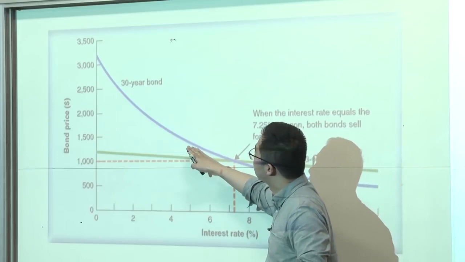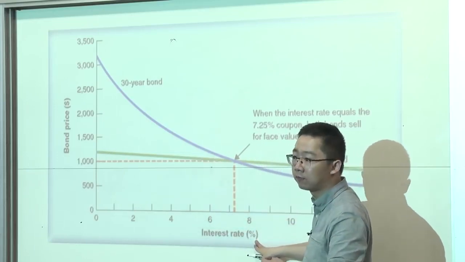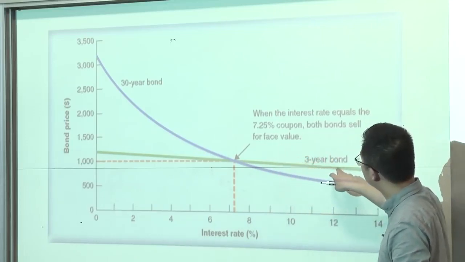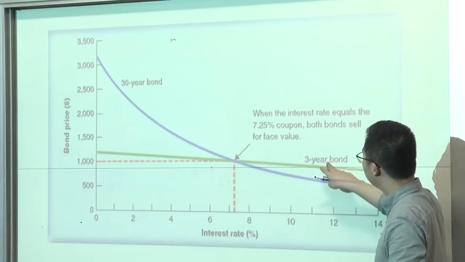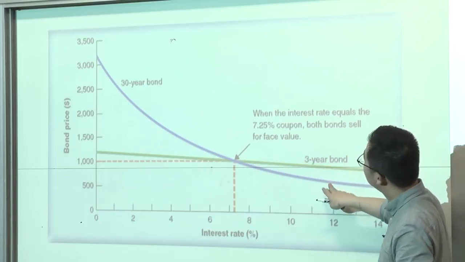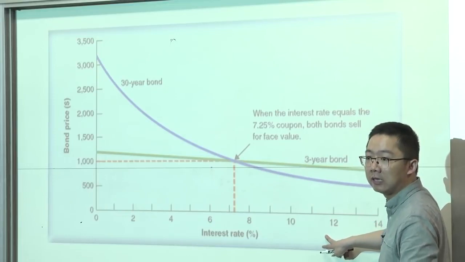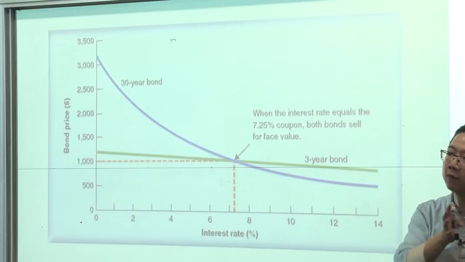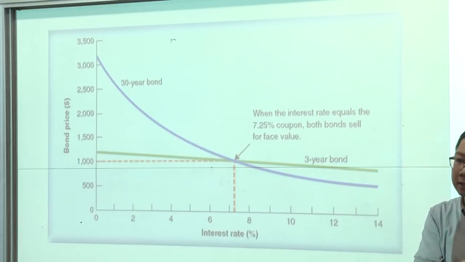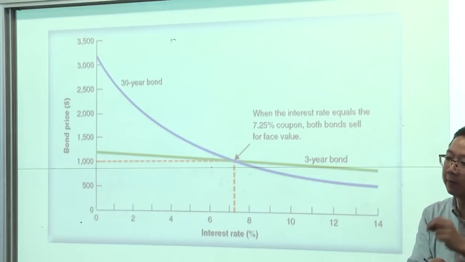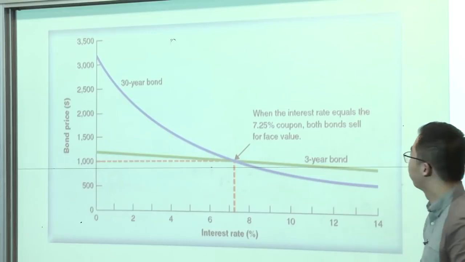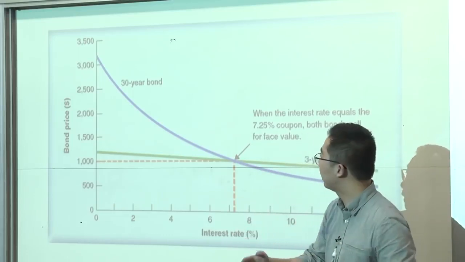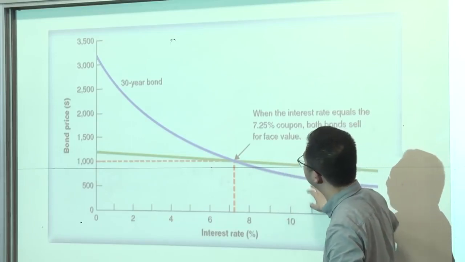But the sensitivity of bond price to interest rate is different for different bonds. The blue one is a bond with a 30-year maturity. The green one is 3-year maturity. All other things being the same, the 30-year bond is more sensitive to interest rate. That is because it has more cash flows that happen far in the future, and those cash flows are more sensitive to interest rate because they are discounted more times to a present value. But the 3-year bond has cash flows relatively near to the present time, so it is less sensitive.